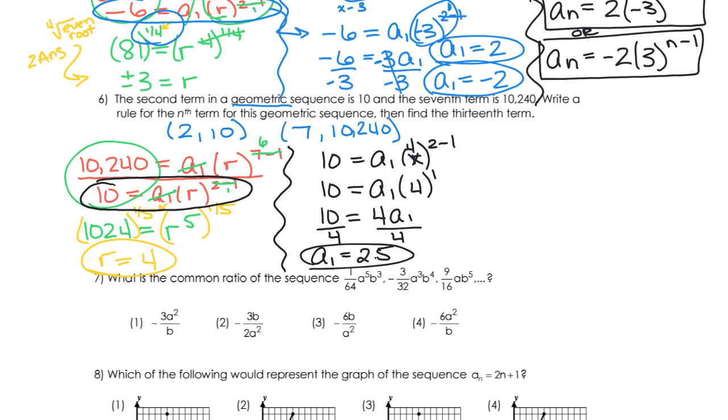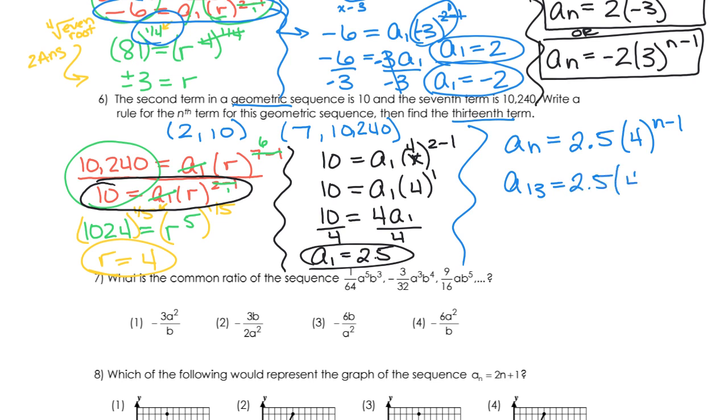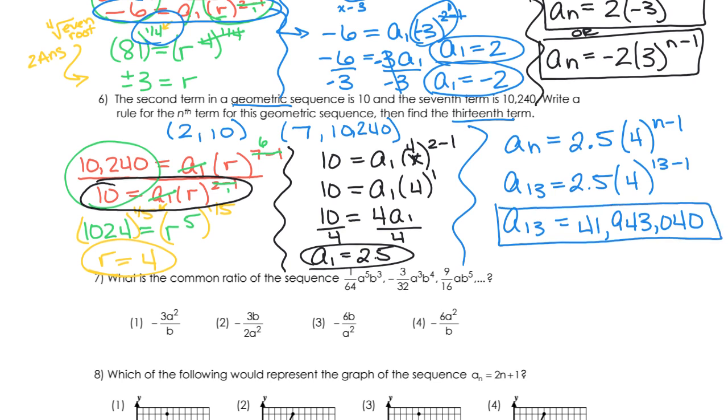All right, and now that we have our 2 pieces, we can write our formula. So it would be a sub n equals my first term, which is 2.5, times my r value of 4 raised to the n minus 1. And remember, you can't clean that up. And so now when they ask to find the 13th term, I could say a sub 13 equals 2.5 times 4 to the 13 minus 1. And I could type it right into my calculator, and out comes a giant number. So we have 41,943,040. Remember, it's geometric. They model exponential growth, so they're going to grow fast. So it should be no shock that the 13th term is large.